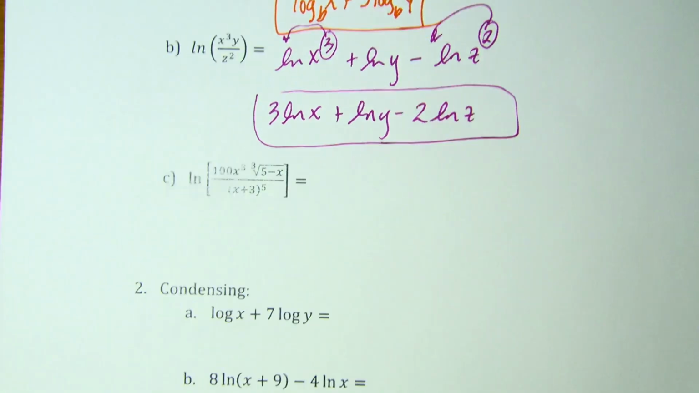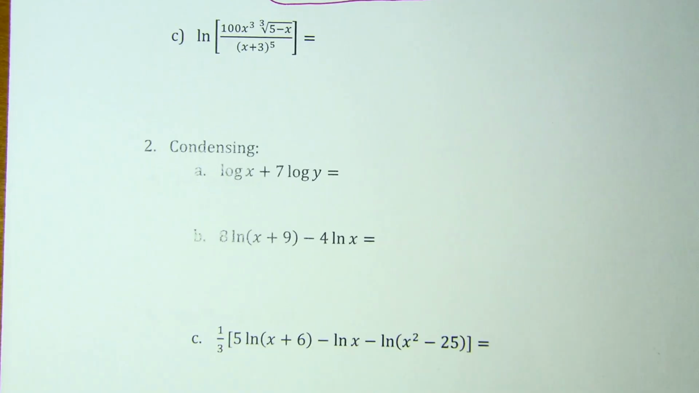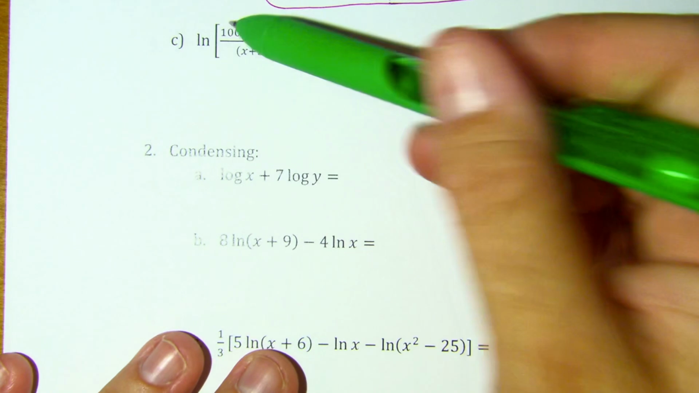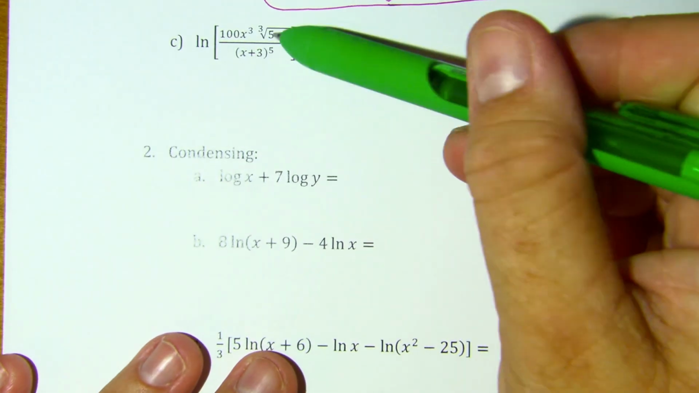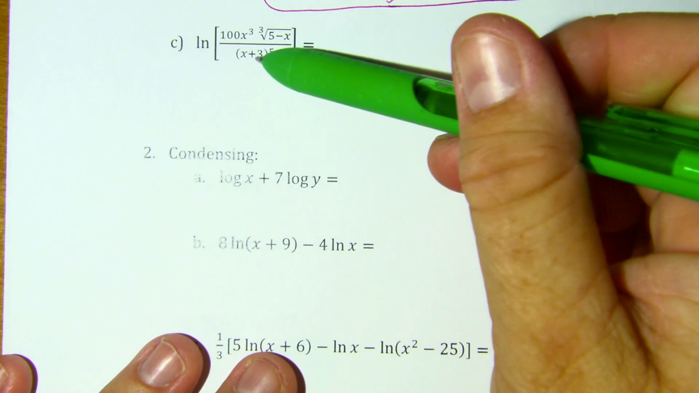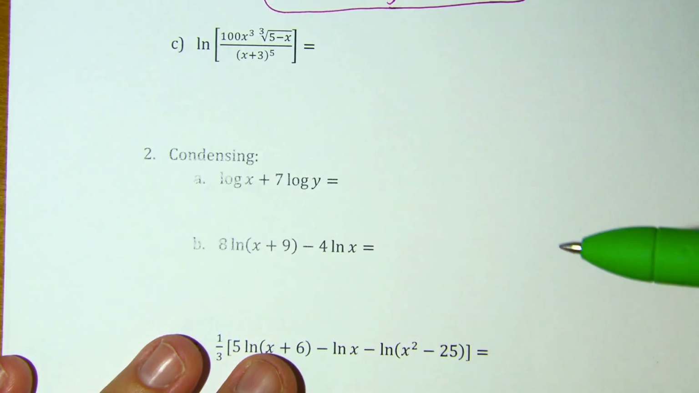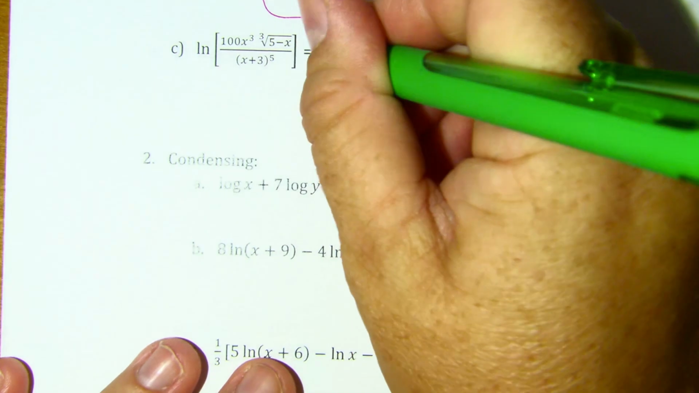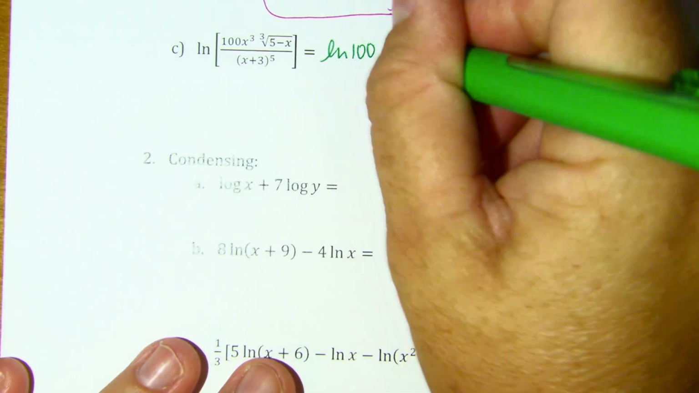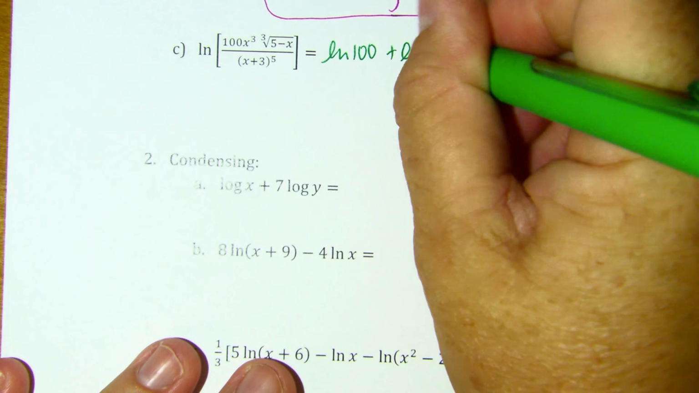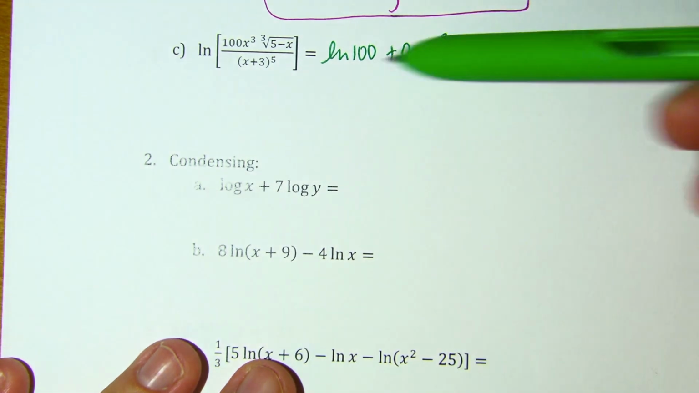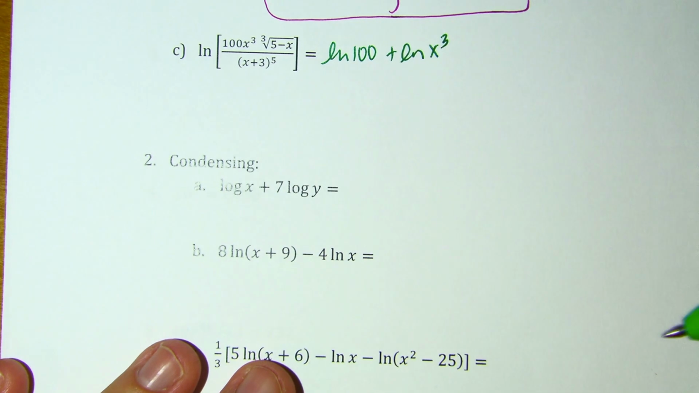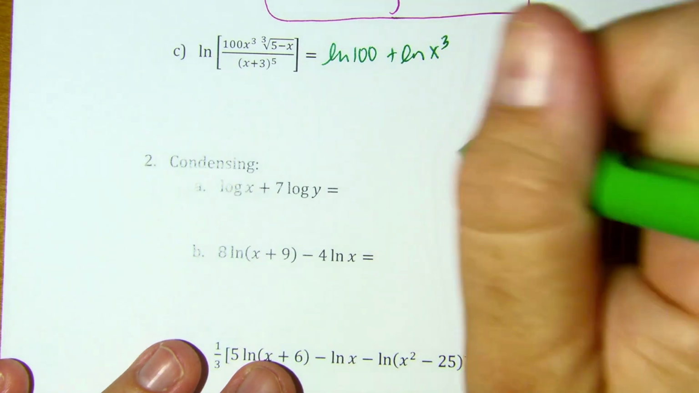And then the next one, we've got a more complicated expression here, but it's not too bad. First, we have natural log of 100 times x cubed times the cube root of 5 minus x. And then on bottom, we have x plus 3 to the 5th power. So everything on top will be using addition, everything on bottom using subtraction. So the natural log of 100 plus the natural log of x cubed. And sometimes I'll see people keep those together. They'll write 100x cubed, but those could be separated as well. So we want to expand it as much as possible.